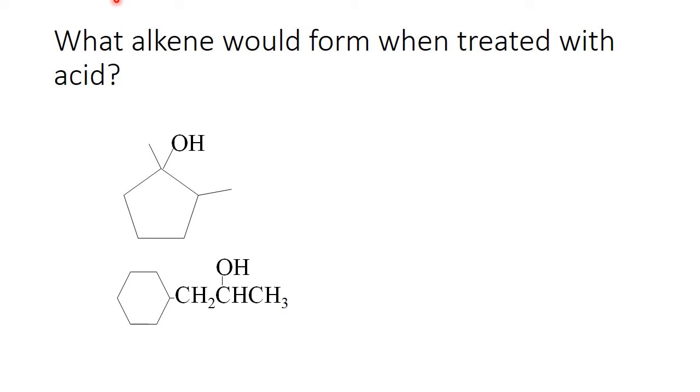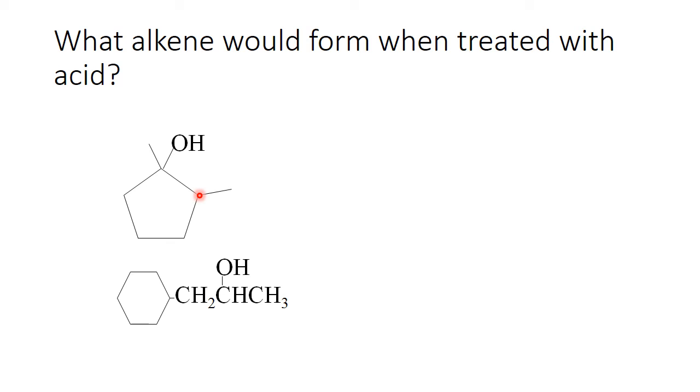So let's try these problems. What alkene would form when I treat these with acid to dehydrate them? Okay, if I look at this first compound, you can see the double bond will have to be attached to this carbon because the hydroxyl is there. Now, where will the double bond go?